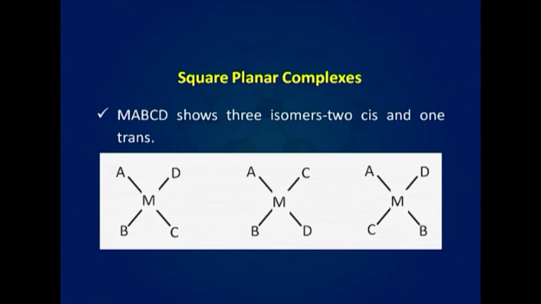But if we consider the two ligands A and D, you can see in this form A and D are at cis positions, here A and D are at trans positions, and in this one A and D are at cis positions. So, with respect to the ligands A and D, this form is cis, this one is trans, and again this one is cis. Hence, 2 cis and 1 trans form.